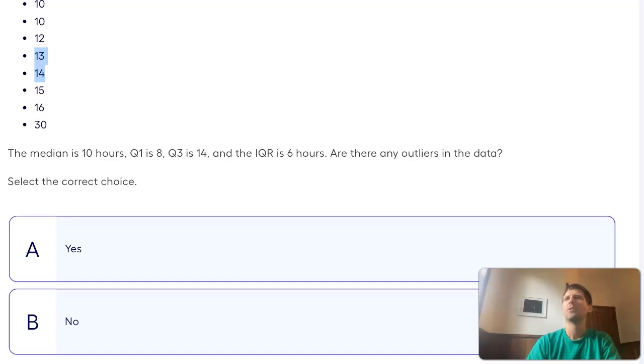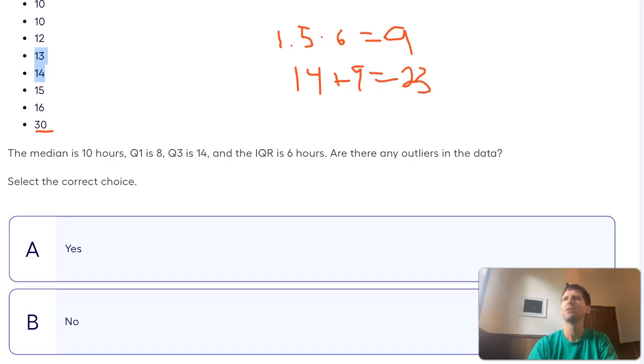Let's figure it out. Well, the IQR is 6 hours. So if I do 1.5 times 6, that gives me 3/2 of 6, which is 9. I'm testing really 30. This is the one that looks the furthest. It just jumped out to me. If I take the third quartile, 14 plus 9, is it greater than that value? Yes, it is greater than 23. 30 is greater than 23. Therefore, it is an outlier.